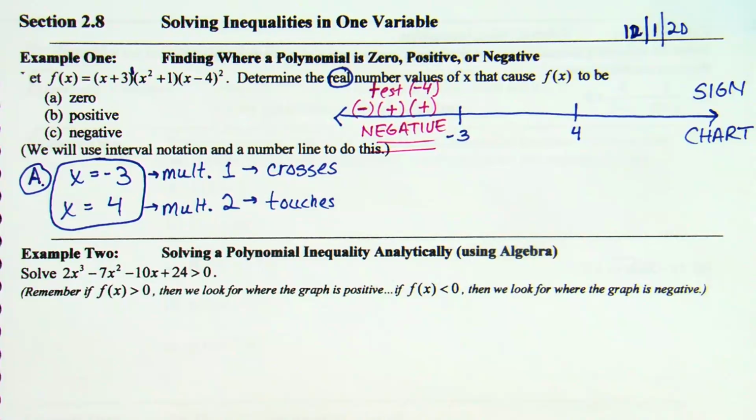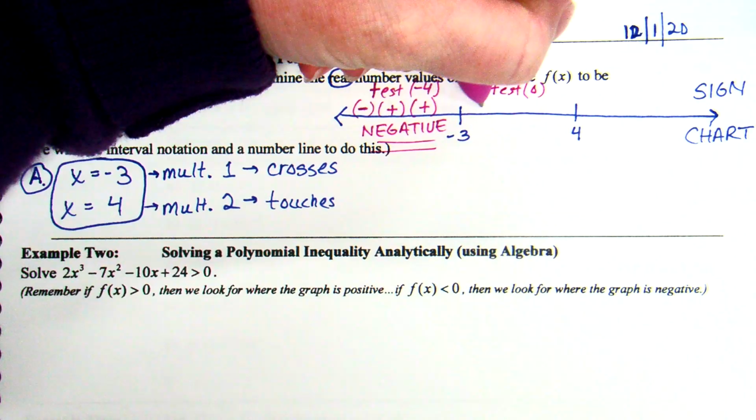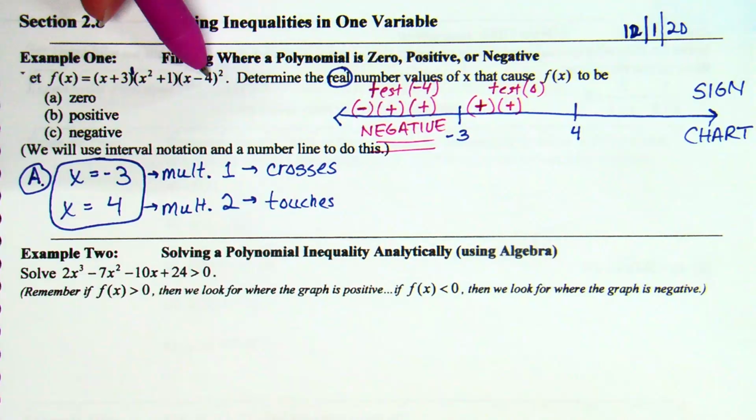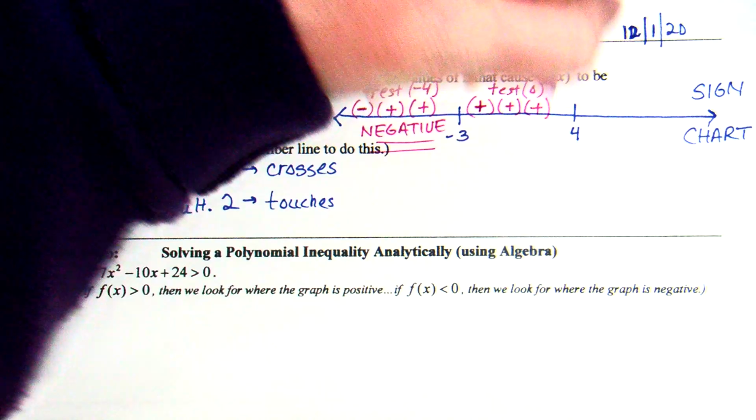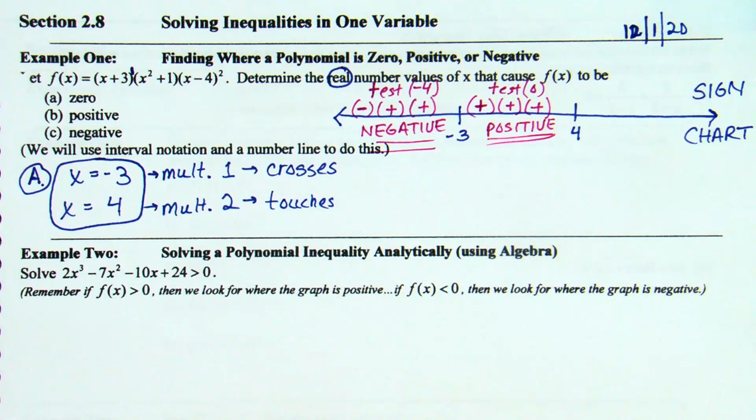Now, we left off right here, and I was ready to test between negative 3 and 4. What's a good value to use between negative 3 and 4? I'm going to use 0. You can use any value between negative 3 and 4; we'll all get the same results in terms of signs. So if I test with 0, 0 plus 3 results in a positive. 0 squared plus 1 results in a positive. 0 minus 4, quantity squared, is also a positive. What do you know about a positive times a positive times a positive? It's a positive. So we know that the section of the graph between negative 3 and 4 is positive. It's above the x-axis.